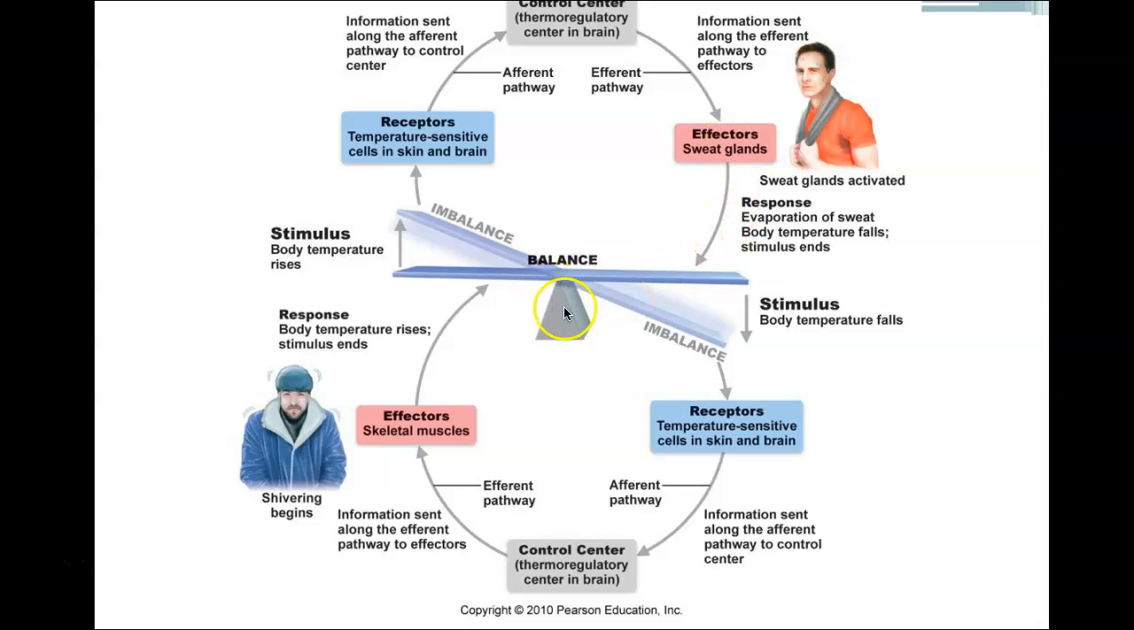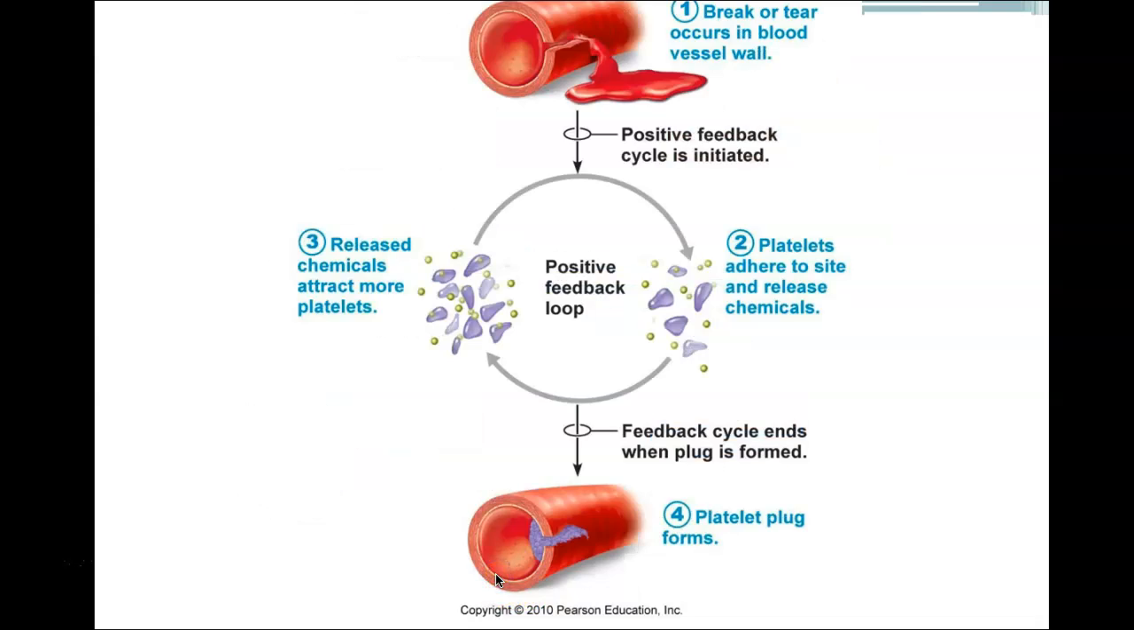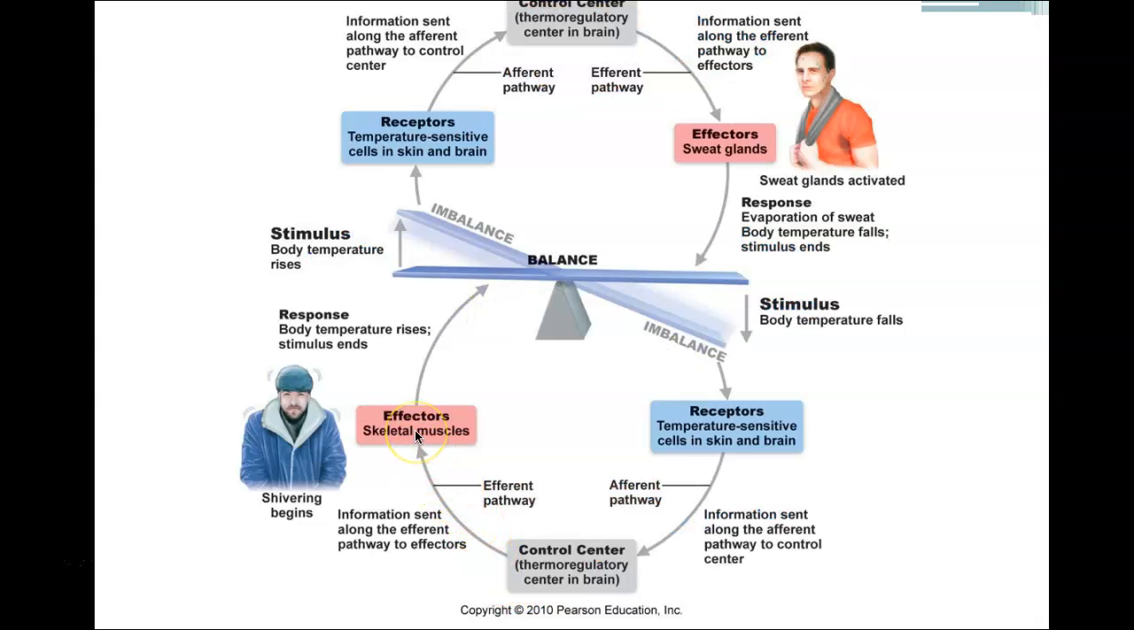All right. On the opposite, a really cold day, the afferent pathway is where the receptors of the skin and inside the body are going to send a signal to the control center, hey, it's cold. Then the control center is going to send a message down the efferent pathway to the muscles to say shiver, so that heat can be created. Right, so hopefully you kind of understand that.